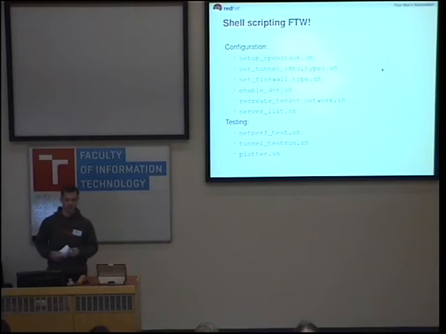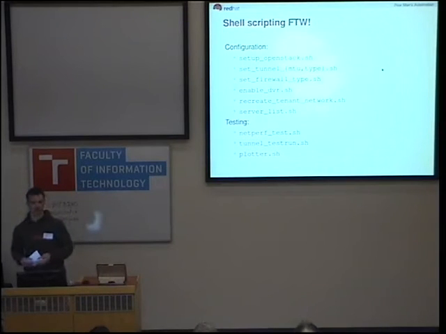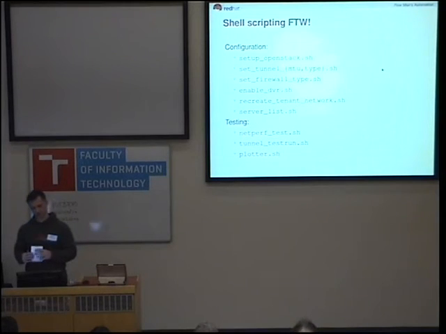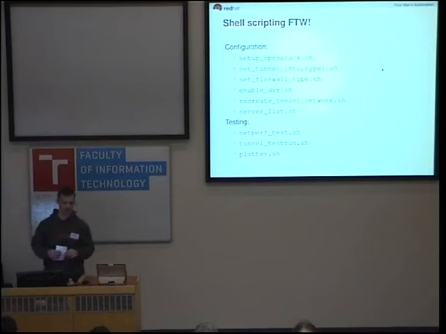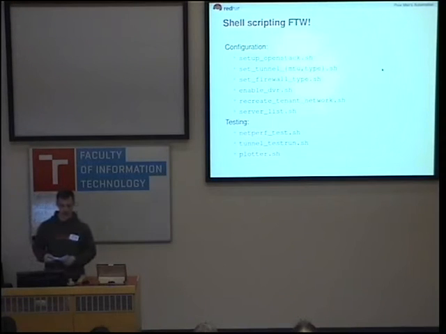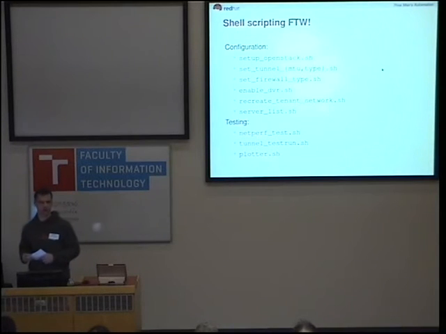The scripts that I created in this process are, most importantly, this setup OpenStack shell script, which installs OpenStack on two machines, which I got from Beaker. Those two are RHEL 7 machines, and it does all the stuff. I have another slide explaining what it does in detail. There are two scripts for tunnel configuration, changing MTU or the tunnel type.